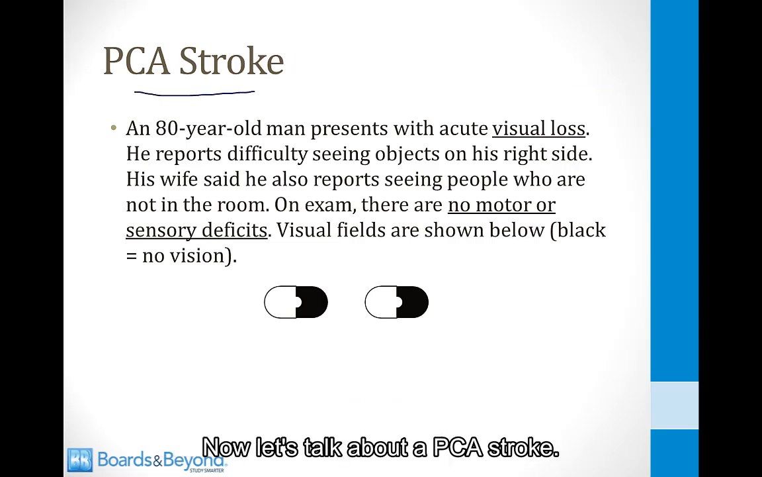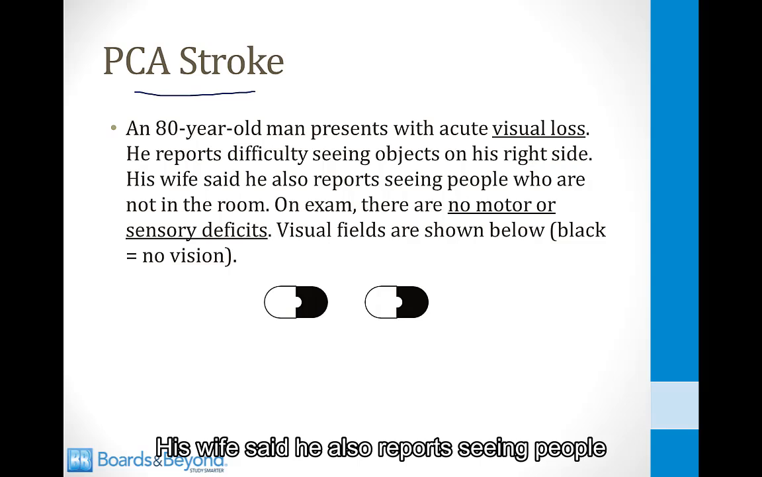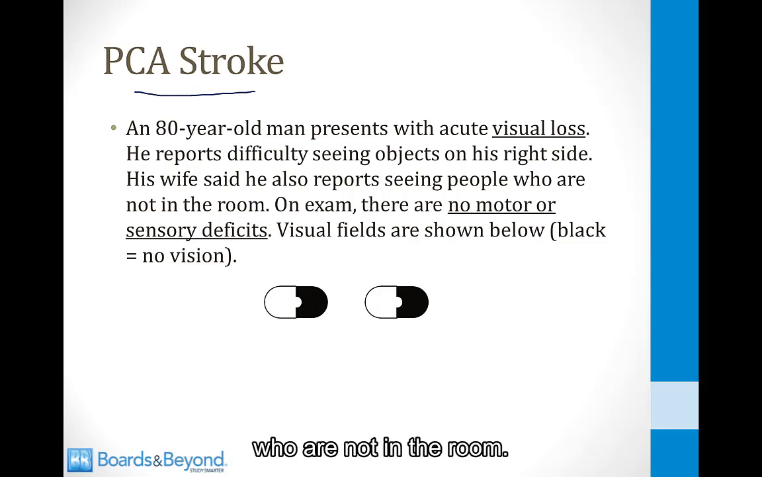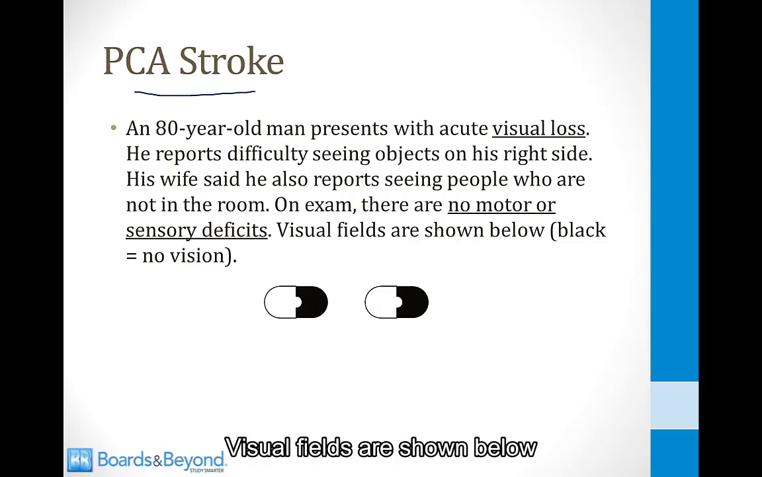Now let's talk about a PCA stroke. This is an 80-year-old man who presents with acute visual loss. He has difficulty seeing objects on his right side. His wife said he also reports seeing people who are not in the room. On exam, there are no motor or sensory deficits. Visual fields are shown below, and the black means there's no vision.